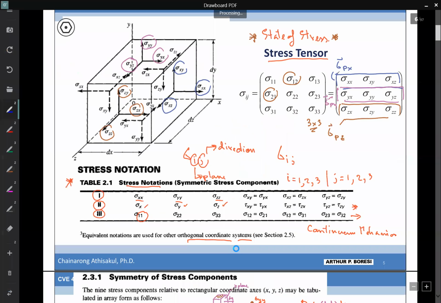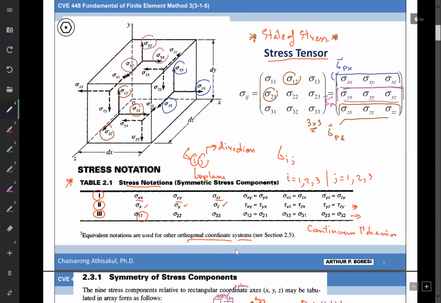Okay, today we will be talking about the theory of elasticity. Again, just a little bit of review, and then we will move to derive the basic element for the plane stress problem. For the plane stress problem, we will focus on just the constant strain triangle elements.